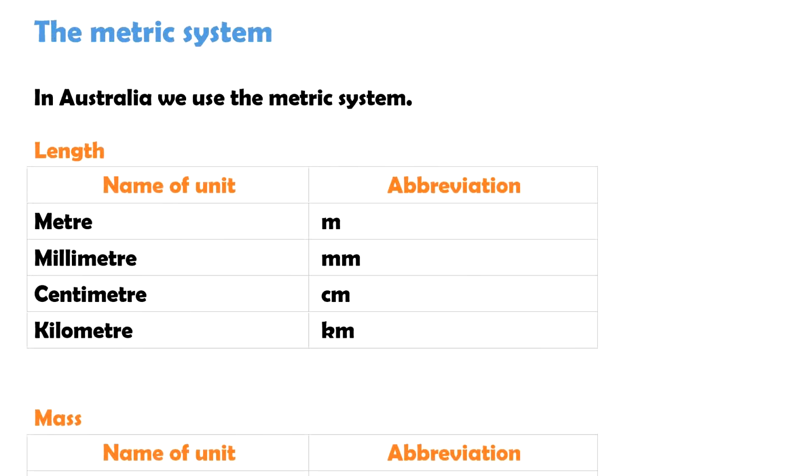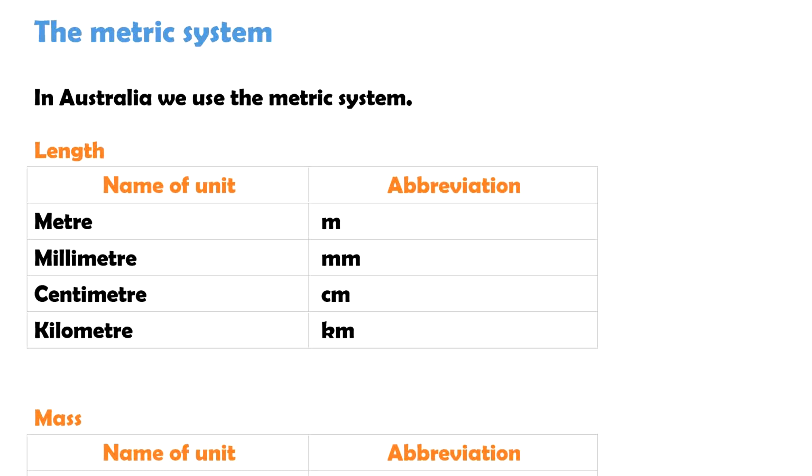In this video, we're covering the metric system. So in Australia, we use what we call the metric system, and it is a summary of all the different measurements that we use. So the first thing we're looking at is length. So here are some of the most common units you will find.